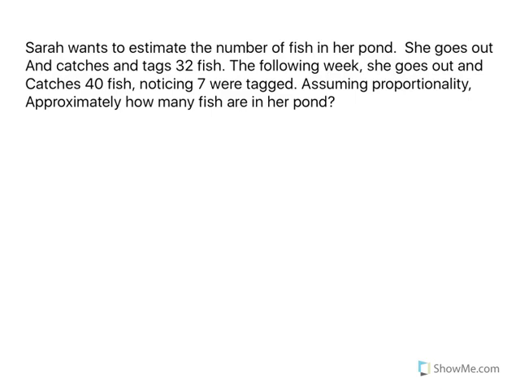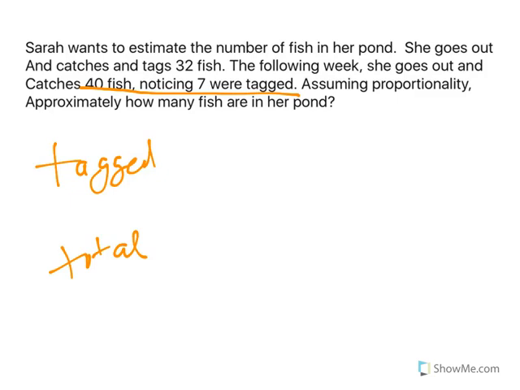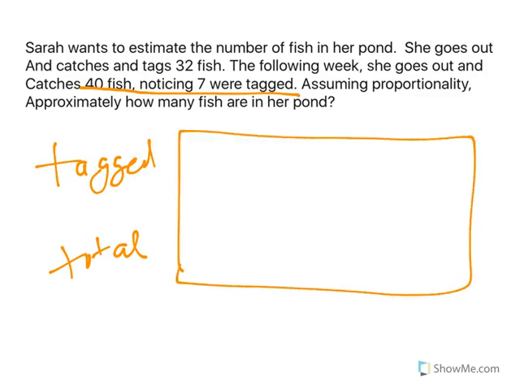Now, if you think about it, this part right here kind of tells you what we're talking about. She's got a certain number of fish, how many of them are tagged? So we're comparing tagged to total. And I like to think about labeling proportions. She has her first catch and then her second catch.